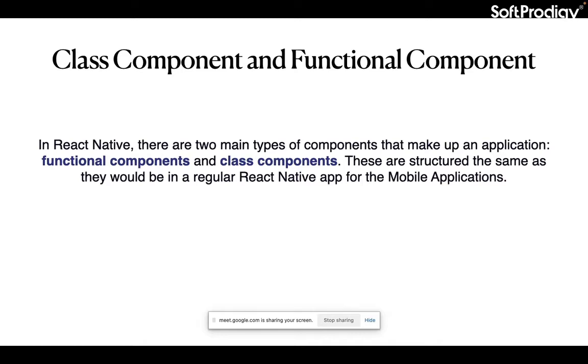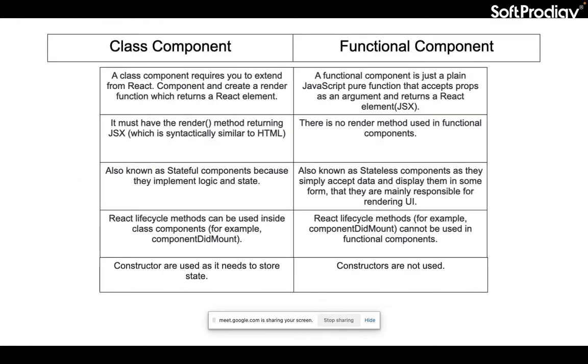In React Native there are two main types of components that make up an application. One is the functional component, and the second one is the class component. These are structured the same as we would in regular native apps for mobile applications. Going to the next slide.